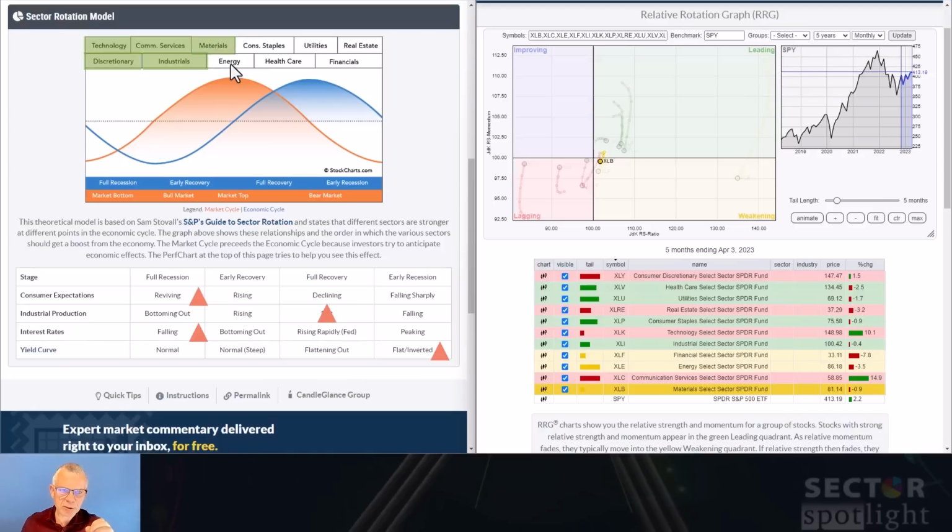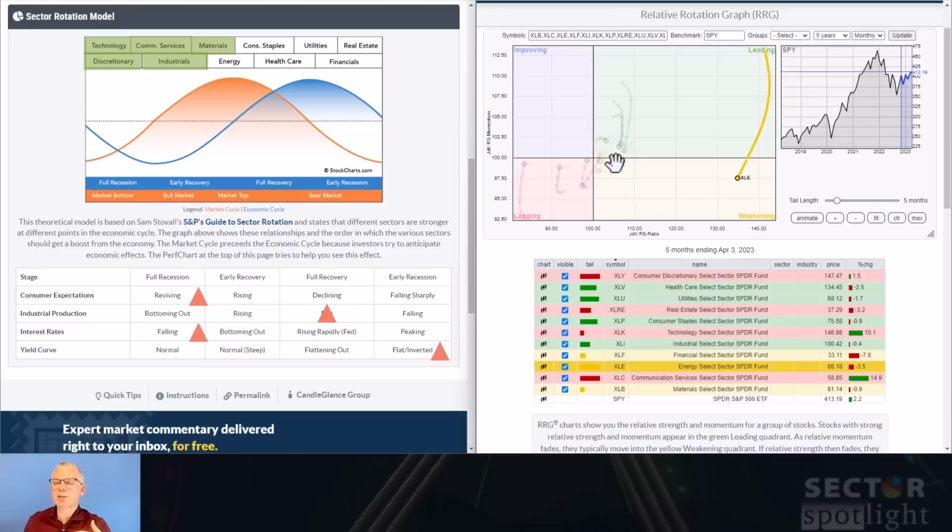If we go to energy, and energy is right here, that is way on top of there. That's way to the right. So that's definitely a positive sector, but it's been rolling over. And the big question with this type of rotation obviously is: is this still a very strong trend?